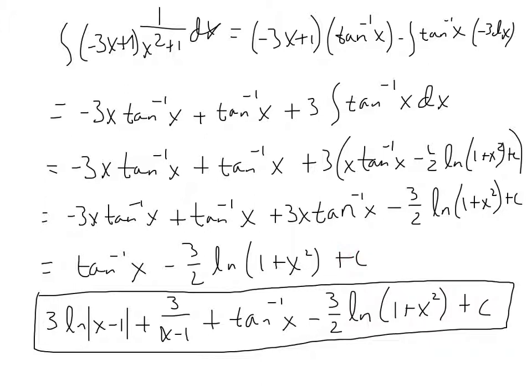But we have to remember what we're doing. We're actually integrating that first function, which we did in 3 parts. The first part gave us 3 times the natural log of the absolute value of x minus 1. The second part gave us 3 over x minus 1. And now the third part gives us inverse tangent x minus 3/2 natural log of (1 plus x squared) plus C.